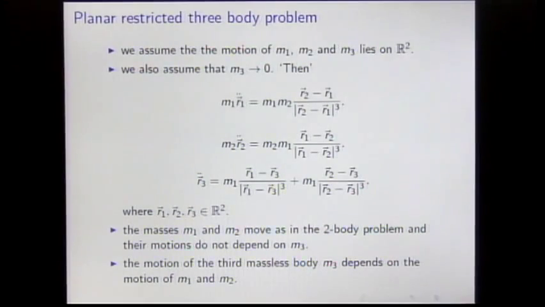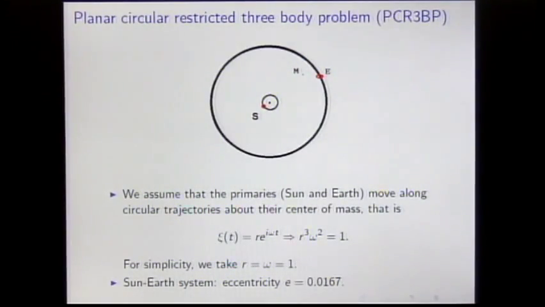All in the plane, M3 is equal to 0, and we assume, moreover, that the first two bodies, the primaries, move along circular trajectories around their center of mass, like here. This is not a bad assumption for our system Sun-Earth, because they move almost in a circular trajectory. And the third body with no mass would be the moon. So the problem is to understand the motion of the moon. And the lunar problem would be to understand the motion of the moon close to the Earth.